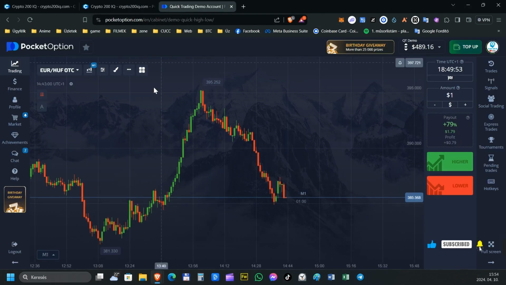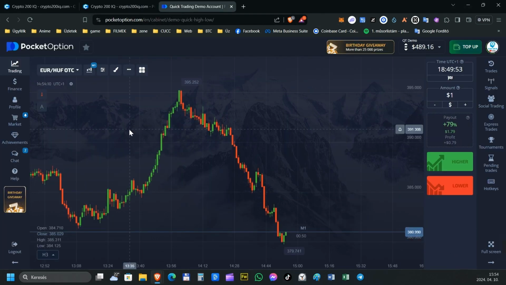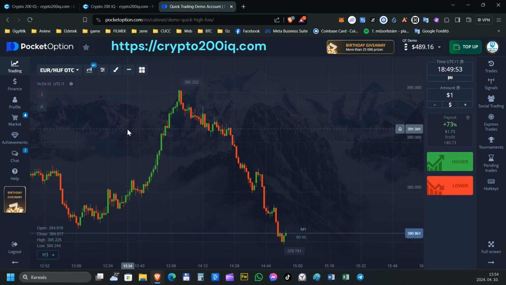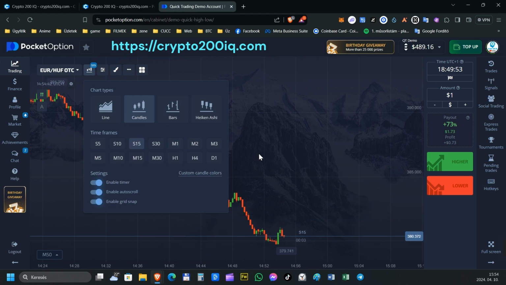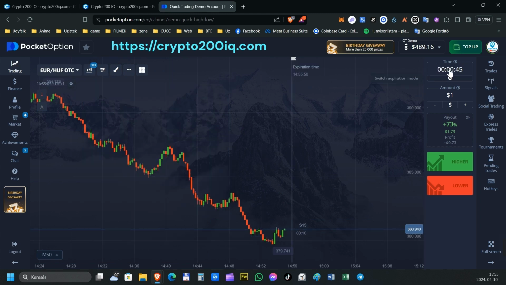We enter the pocket option interface. What do we need to set primarily? We need to set up the indicators and adjust the candlesticks. I'll set the candlesticks to 15 seconds here. This will be a very fast trade. And I'll set the time interval to 45 seconds. But how does this work in such cases?